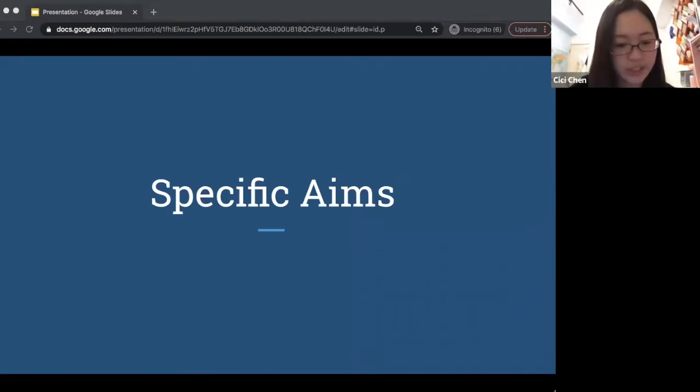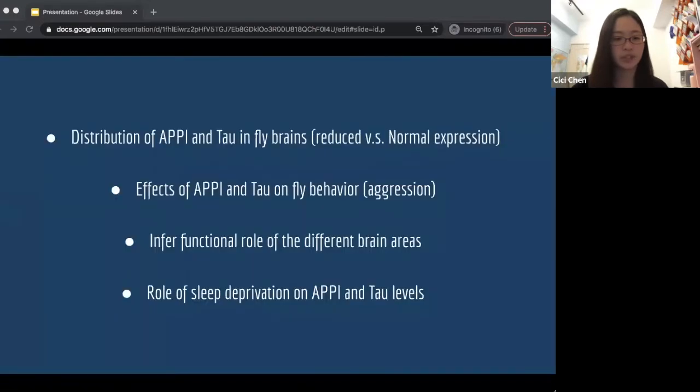In order to understand the causes of Alzheimer's disease more in depth, we came up with 4 main aims that we wanted to examine in our project. The first aim would be examining the physical distribution of APP and tau in fly brains, including levels of APP and tau and normal expression of those proteins.